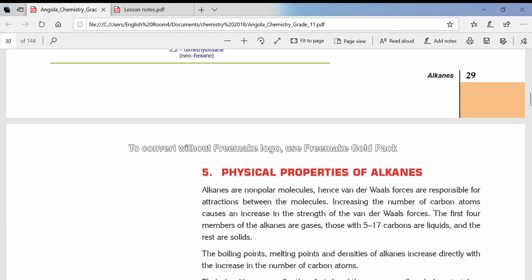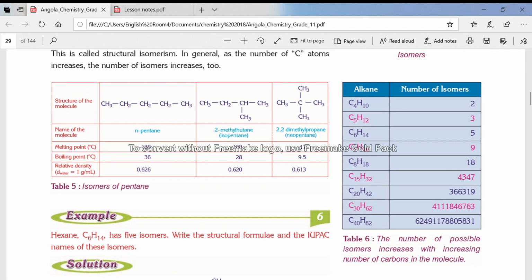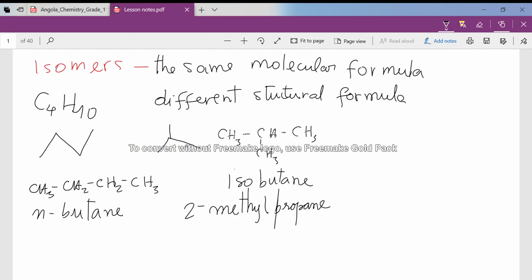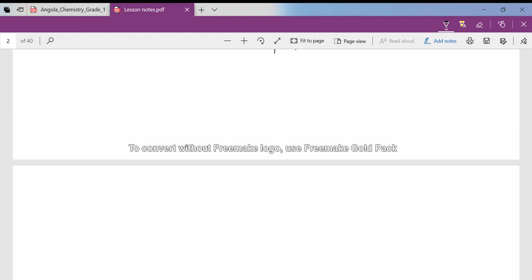Before we go to the properties, let's practice a bit more on this topic of isomers. Can you give me 3 isomers of this compound, C6H14? I want you to stop the video and try to solve it by yourself.